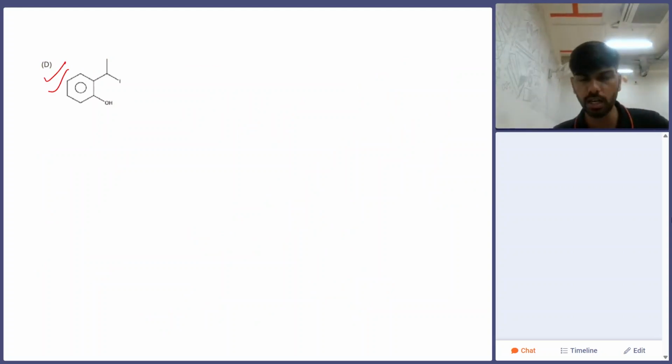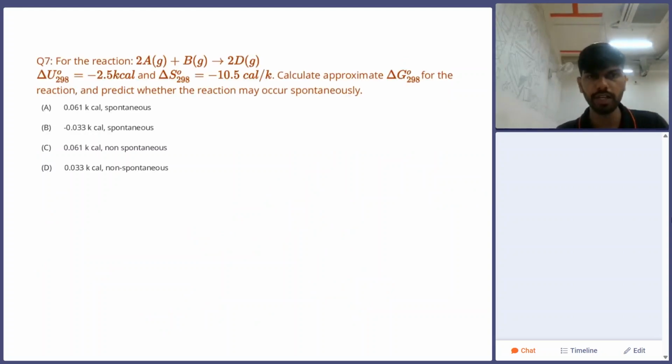Clear how we have done it? Now next, for the reaction 2A plus B gives 2D, delta H not at 298 is minus 2.5 kilocalorie, and delta S not at 298 temperature is minus 10.5 calorie per kelvin. Calculate the approximate delta G naught. For that, the formula is delta G naught equals delta H naught minus T delta S naught. Okay, class?